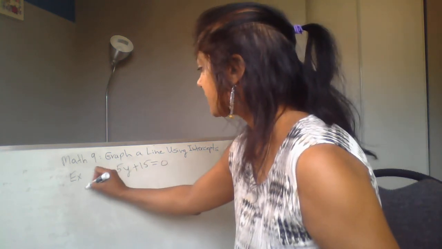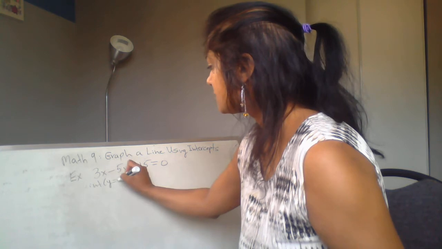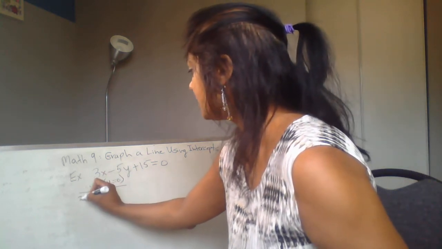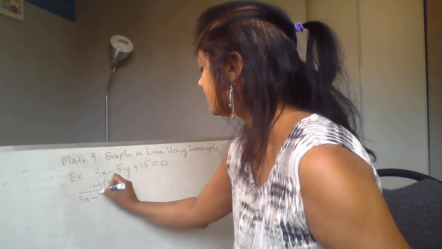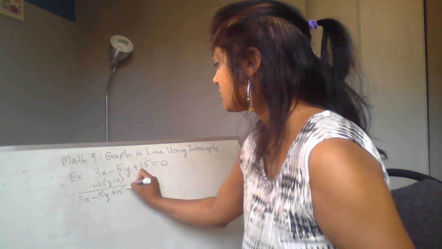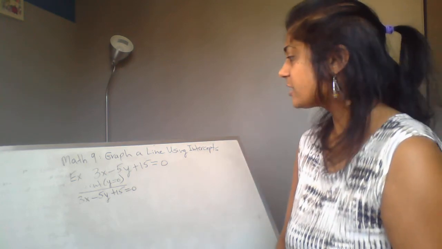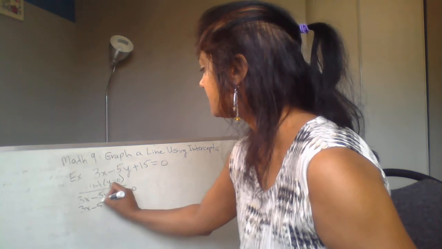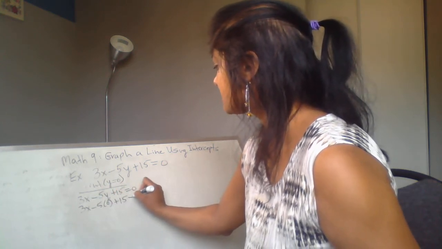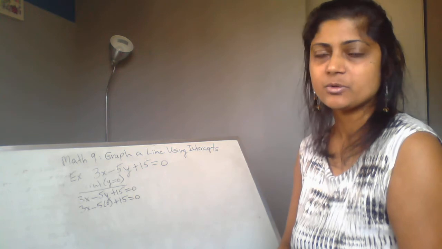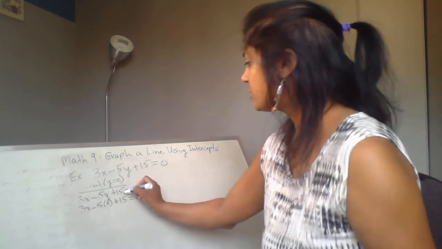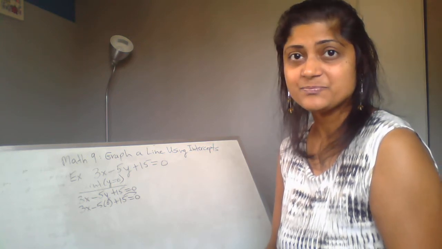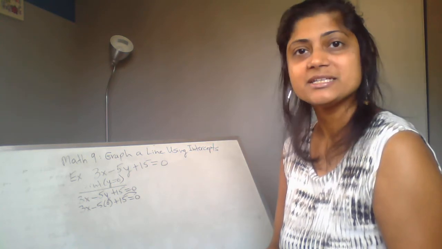Let's start off with the x-intercept. So again, we're going to plug in y as 0. Let me write out the original equation here. Instead of writing the y, I'm going to plug in 0. So I have 3x minus 5 times 0 plus 15 equals 0. This is a very simple equation. We're going to take the 15 to the other side. It's positive on the left side, and on the right side it's going to be negative.